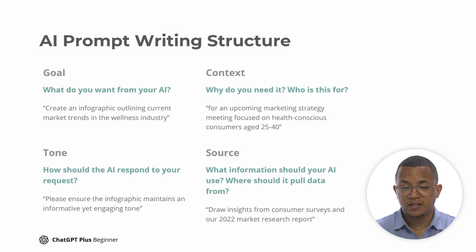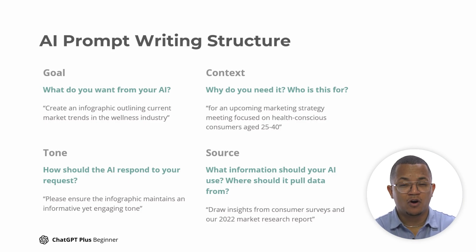I would say second to goal, context is the next most important. And that answers the question, why do you need it and who is it for? Context is where you're essentially saying, hey, this is all of the background information you need to know to understand why I need this instruction completed. And in doing so, you're helping your AI tailor its response to exactly what you're looking for. So I would say goal and context are the two that you should get in the habit of always including.